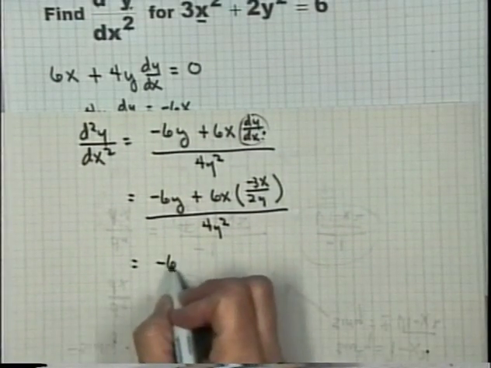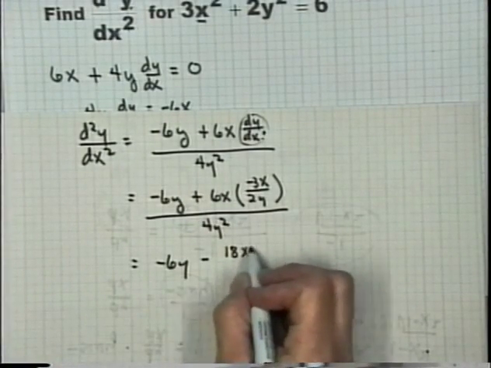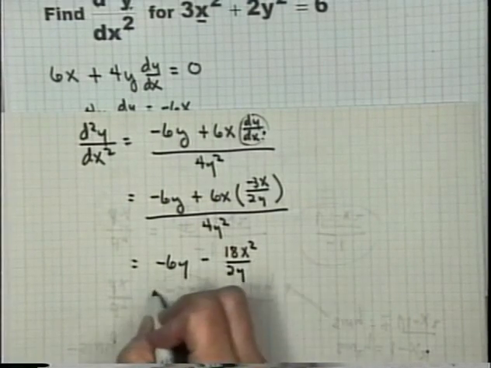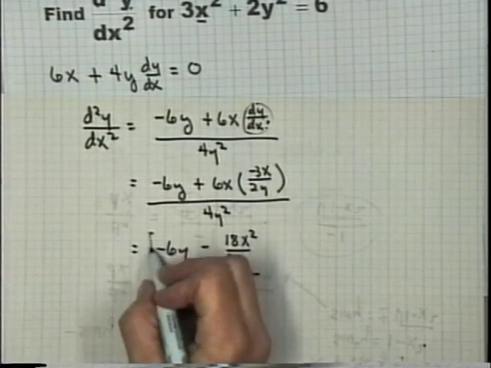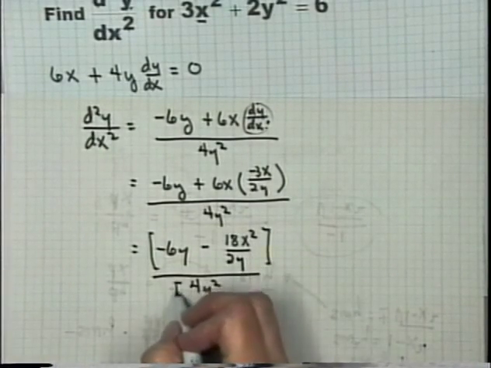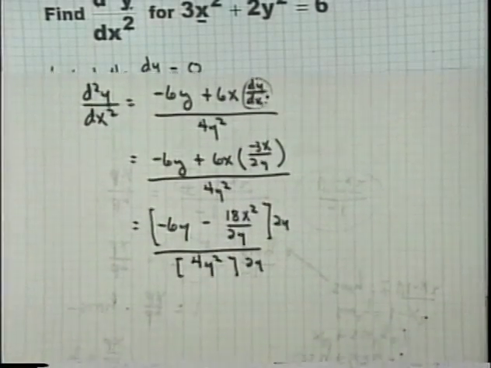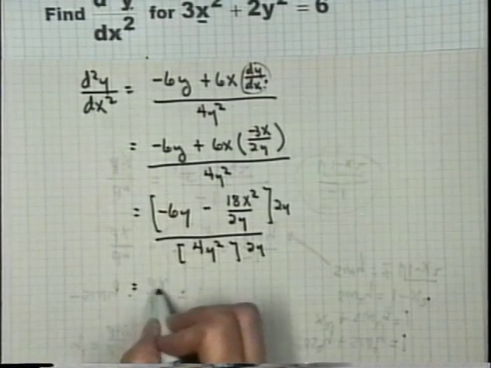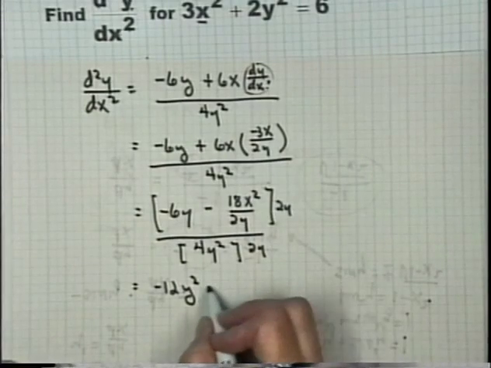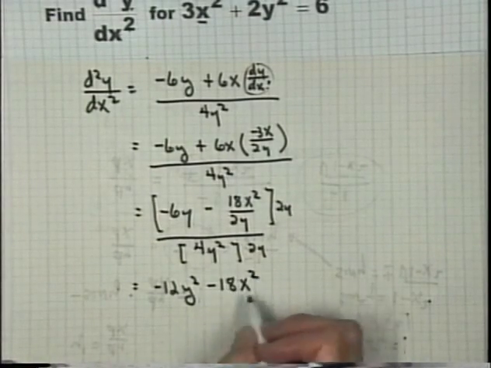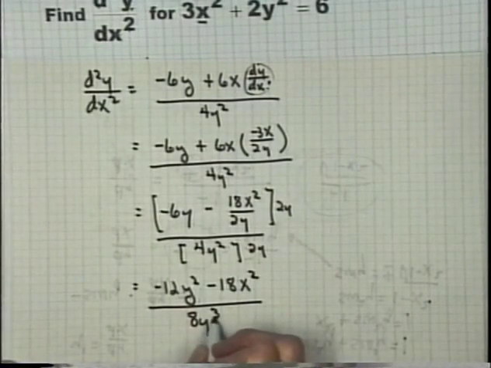Okay? Now, let's keep doing a little simplifying here. So we have negative 6y. This will end up being a negative 18x squared over 2y. All of this over 4y squared. Now, I'm going to clear out my complex fraction. So I'm going to multiply the numerator and denominator by 2y. Okay? So 2y times negative 6y is a negative 12y squared. And then here the 2y's will cancel, so minus 18x squared. And 2y times 4y squared is going to be an 8y cubed.